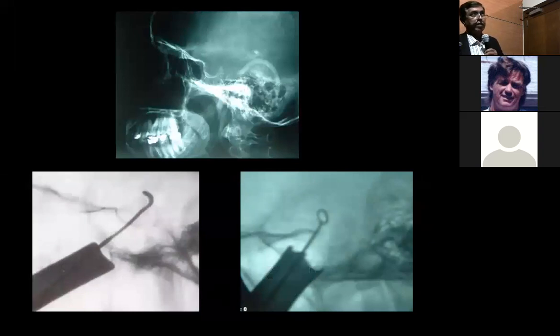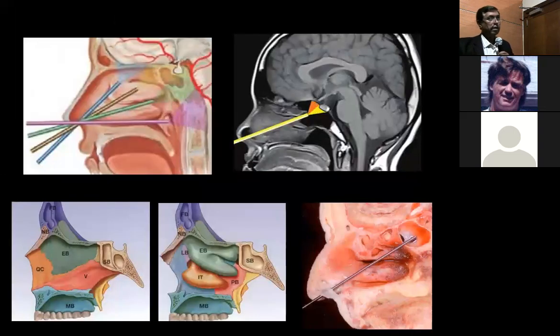This is one of my cases, using the microscope, and just making a check, to say this is the sella, and this is to know where I am exactly. And with the endoscopy, of course, you can actually reach from here, the crista galli, down to the foramen magnum. This is the future of neurosurgery.